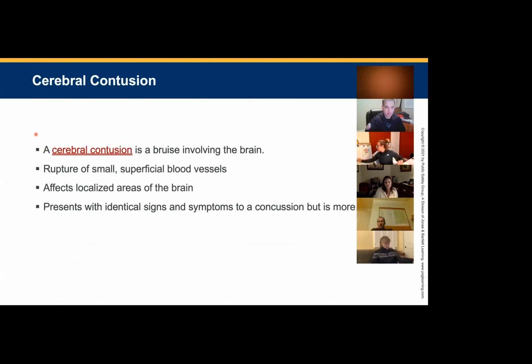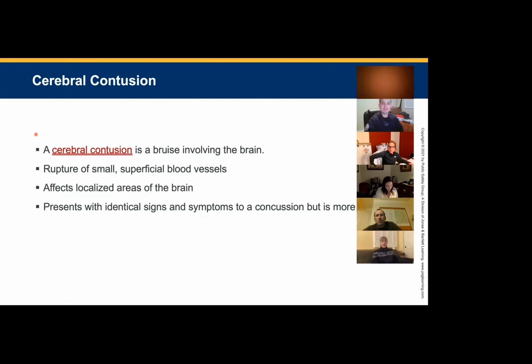So, moving into what we call a cerebral contusion. Whenever we use the term contusion, what are we referencing? What does the term contusion mean? A bruise? A bruise, absolutely. So putting that together, a cerebral contusion would be a bruise of the brain. What happens here is that we rupture some small superficial blood vessels, and this is usually a localized area of the brain. Oftentimes patients present with identical signs and symptoms to a concussion, but it's more serious.